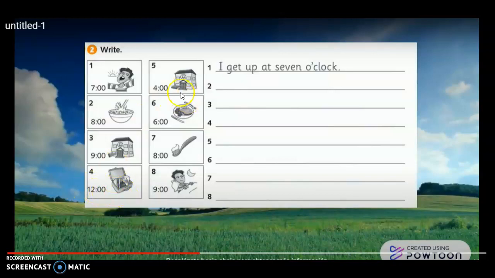Midday. Number 5, I go home at 4 o'clock. I have dinner at 6 o'clock. I brush my teeth at 8 o'clock. And I go to sleep at 9 o'clock. Okay? So you're going to write down the action. Vamos a escribir la acción y la hora. Okay?